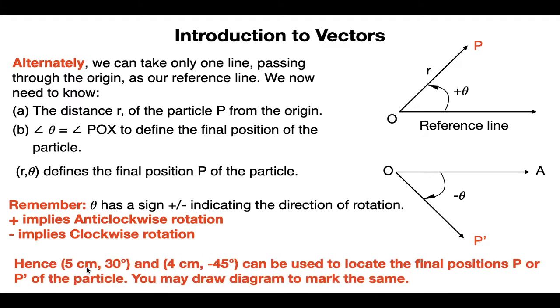So you can identify points with such an ordered pair. r is 5 centimeter, theta is 30 degree; r is 4 centimeter, theta is minus 45 degree. We can use these ordered pairs or these numbers to locate the final positions of P or P dash of the particle. You may draw the diagram and mark the points P and P dash in your notebooks, leaving it as an exercise for you. So this is P dash.